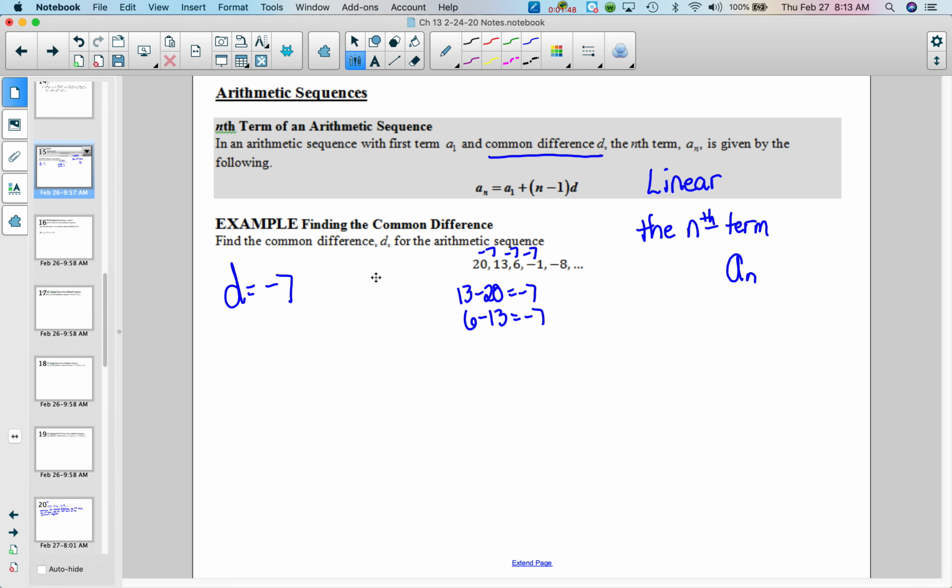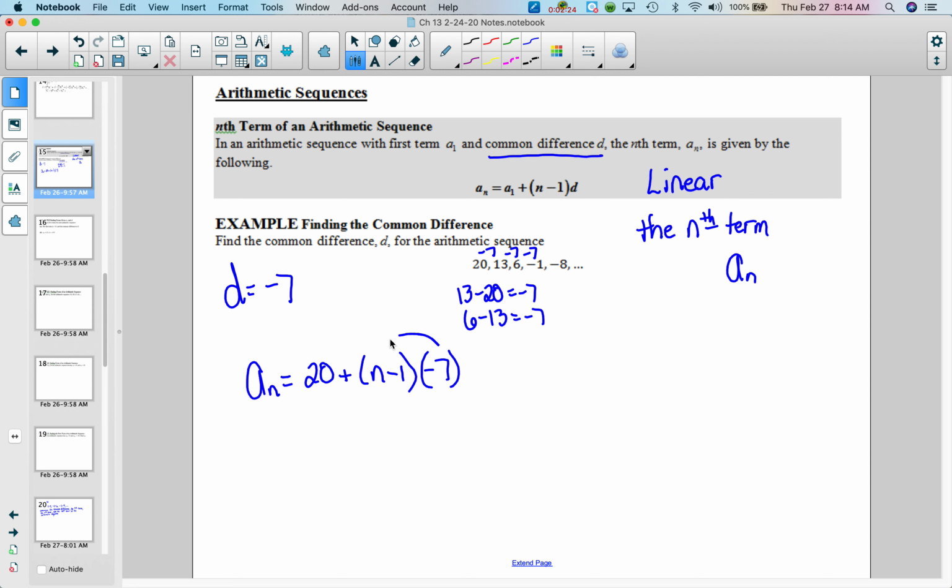Now, that's all we were asked to do, but what if we were asked to find the nth term? So then we would take a sub n equals a sub 1, which is 20, plus n minus 1 times the common difference, which is -7. Now, when you write this, don't just do this, because that makes it look like it's subtracting a 7. It's times d. So make sure you put parentheses on that, because if you're going to leave your answer like that, then you absolutely have to have parentheses like that, or it's kind of indicating subtraction instead.